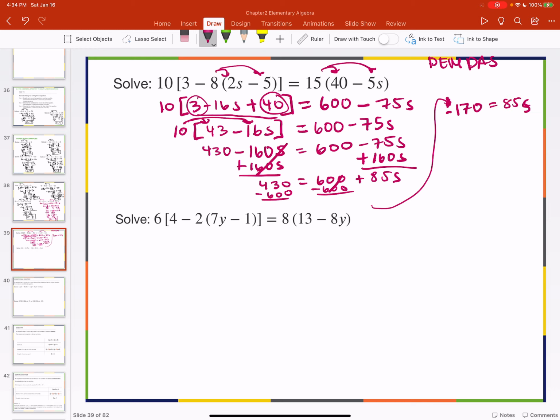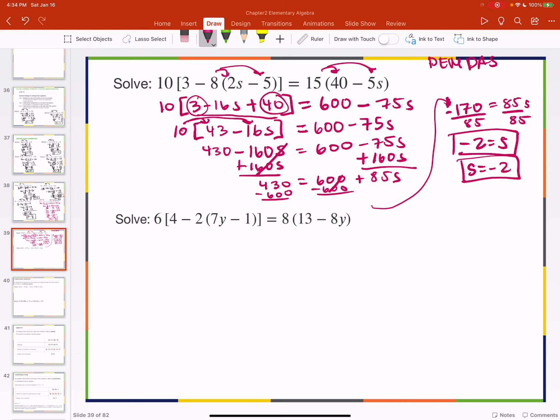Okay, so now we're going to get rid of, sorry, I don't like that s right there. I'm going to erase it and rewrite it. S. Okay, so I'm going to divide by the coefficient of the variable, which is 85. So now I just have negative 170 divided by 85, and that's going to just be negative 2. So that is that. So negative 2 equals s, or you can write s is equal to negative 2 if you feel more comfortable.